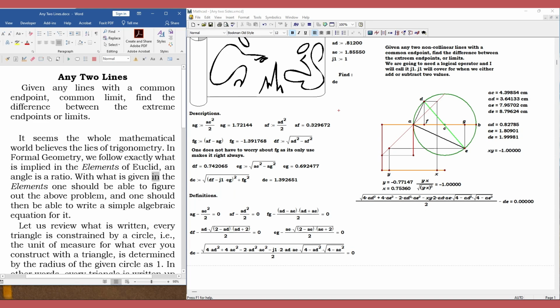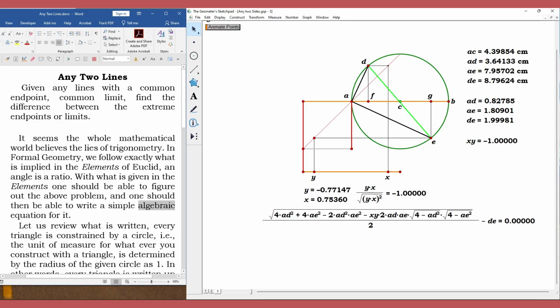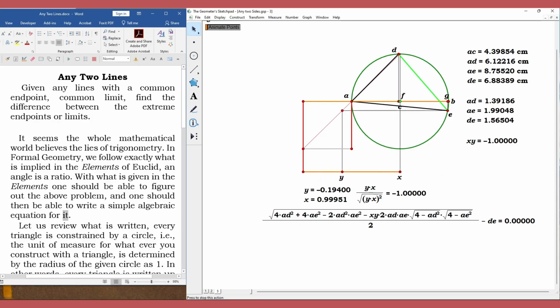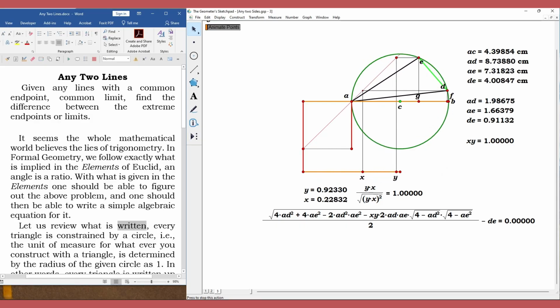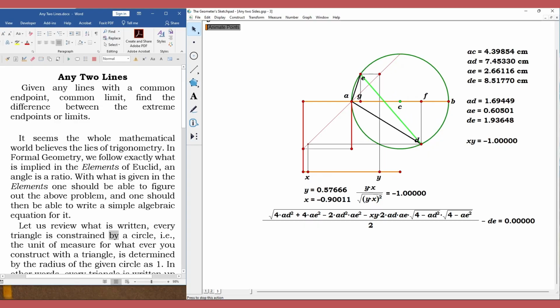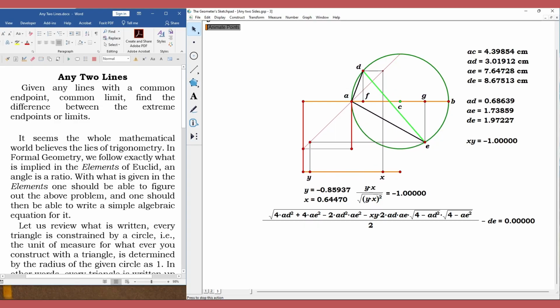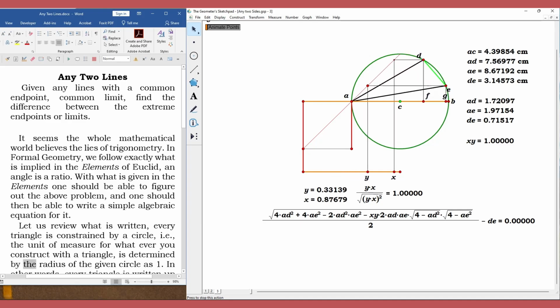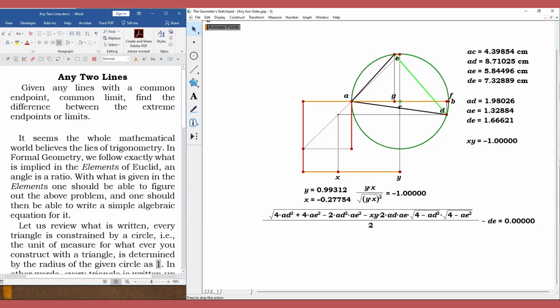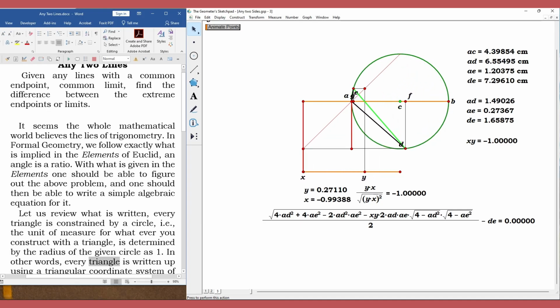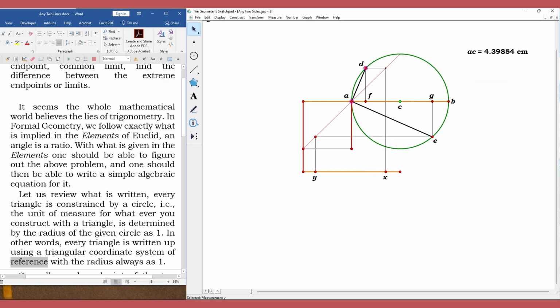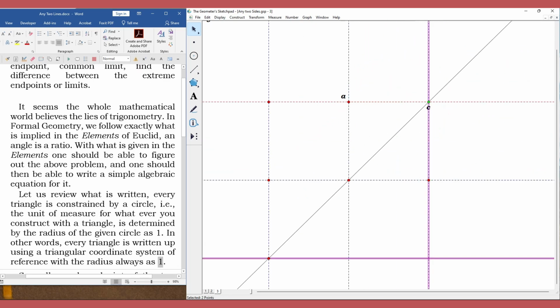With what is given in the Elements, one should be able to figure out the above problem, and one should then be able to write the simple algebraic equation for it. Let us review what is written. Every triangle is constrained by a circle. That is, the unit of measure for whatever you construct with a triangle is determined by the radius of the given circle as 1. In other words, every triangle is written up using a triangular coordinate system of reference with the radius always as 1.